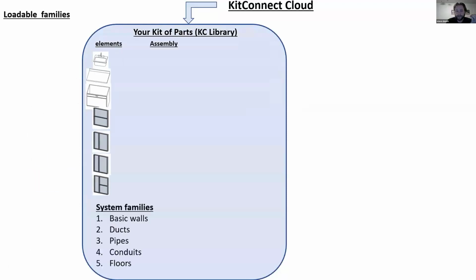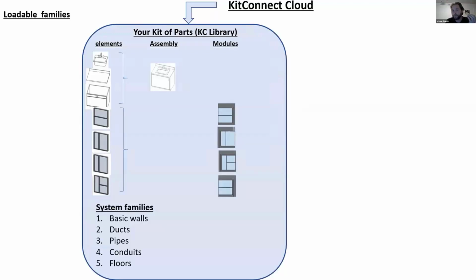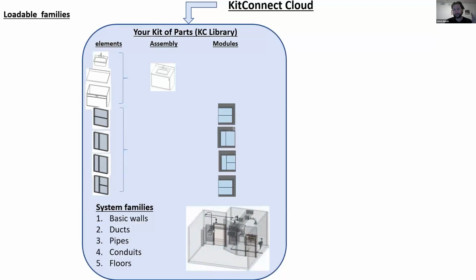And then once these elements are published, we can start to arrange them in different configurations, right? These can be arranged as assemblies or modules. These are KitConnect terminologies. And then we have both assemblies and modules, and modules can have system families nested with assemblies, nested with elements. As long as it's published from the KitConnect library, they ultimately become accessible by end users inside of Revit.